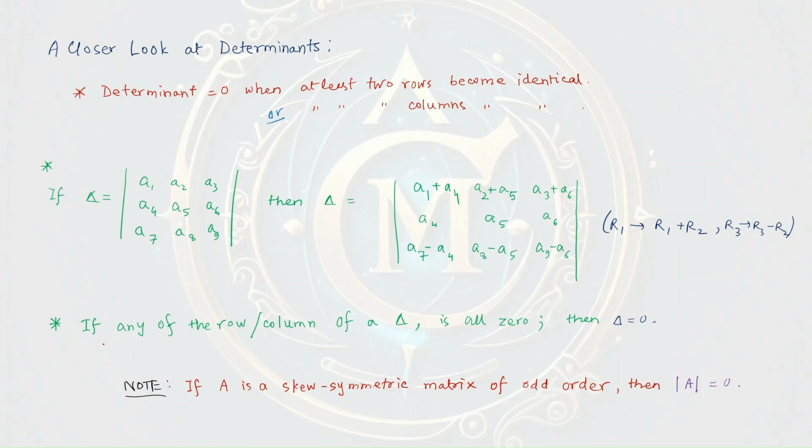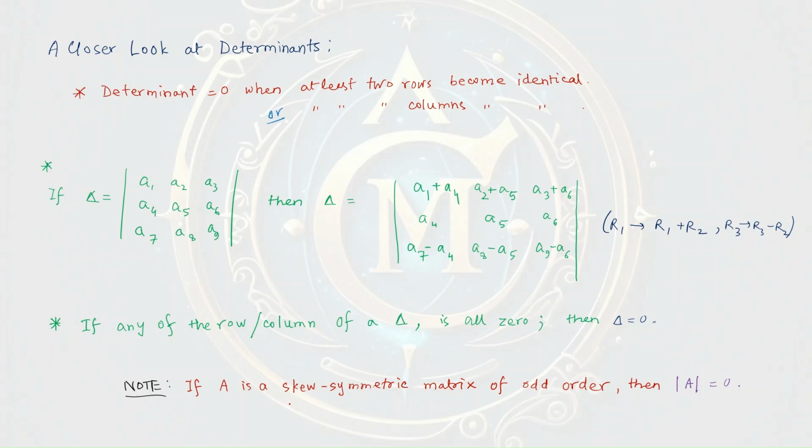Also note this point, if any of the rows or columns of a delta, that is the determinant, is all 0, then the determinant itself is 0. And if A is a skew symmetric matrix of odd order, then determinant of A has to be 0. You can simply prove that by using the definition of a skew symmetric matrix.